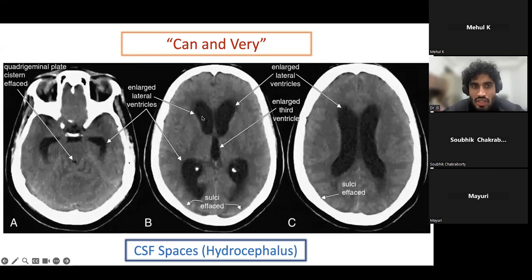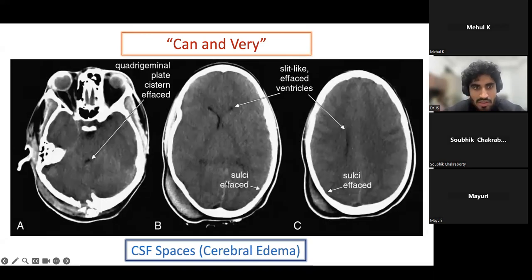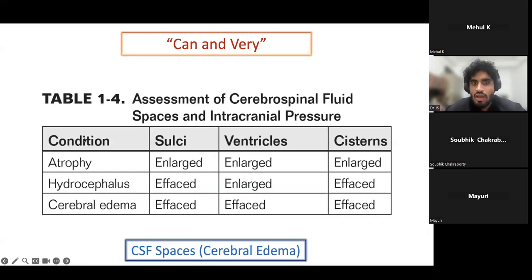Okay, so you can appreciate here the lateral ventricles, and also the temporal horns of the ventricles are increased in these patients. So in atrophy, what will happen? Sulci will be enlarged, ventricles will be enlarged, cisterns will be enlarged. So atrophy will cause all. Okay, A for atrophy: sulci, ventricles, cisterns, all will be enlarged in atrophy of the brain.